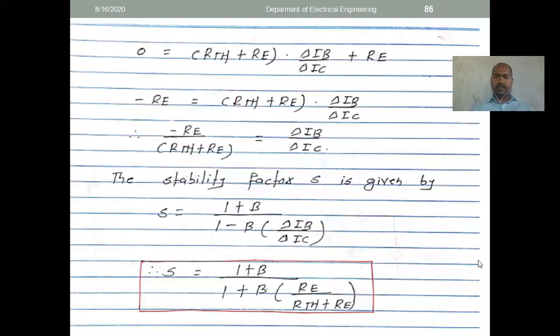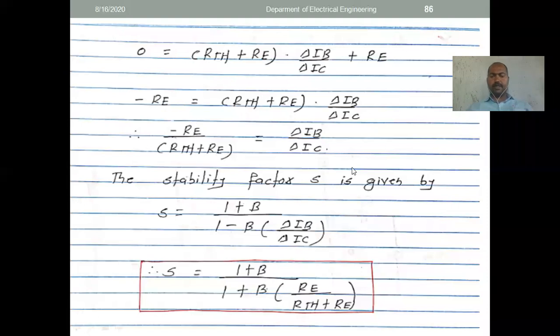Now this plus RE going to the other side should be taken as minus RE. So (RTH plus RE) into dIB by dIC. We have to separate out dIB by dIC on one side. So dIB by dIC is equal to minus RE, and this multiplier going to the other side as a divisor. So minus RE divided by (RTH plus RE).